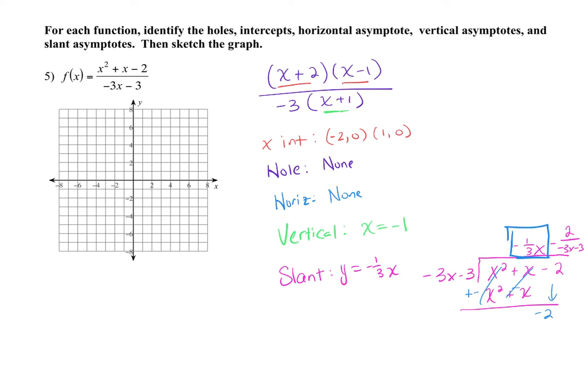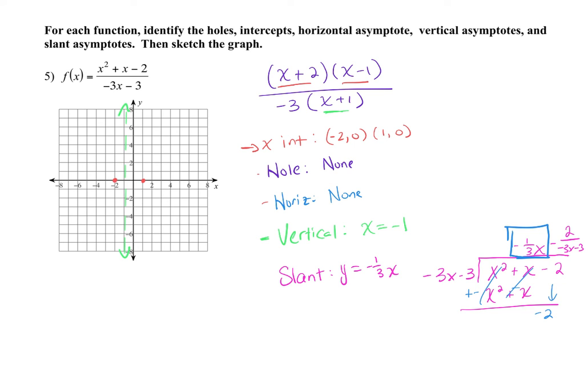So then how do we graph all of this? I'm going to start up here at my intercepts. X-intercepts, I'm going to graph those. -2, 0. That's going to happen right there. Positive 1, 0. That's going to happen right there. I don't have any holes. I don't have any horizontal. I have a vertical at -1. So at -1, I am going to do a vertical line. It's not part of my graph, so I'm going to dash it. So to graph this piece right here, I'm just going to do a dashed line at that -1. All right, dashed line there.